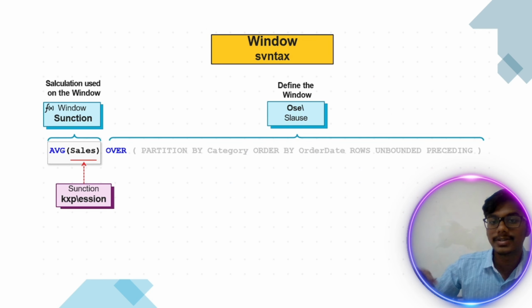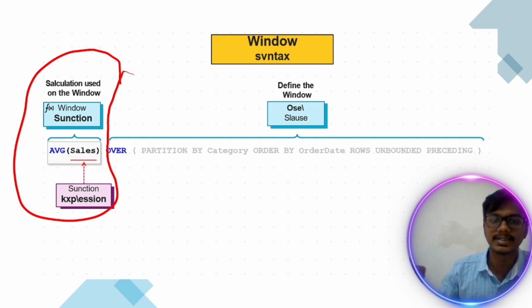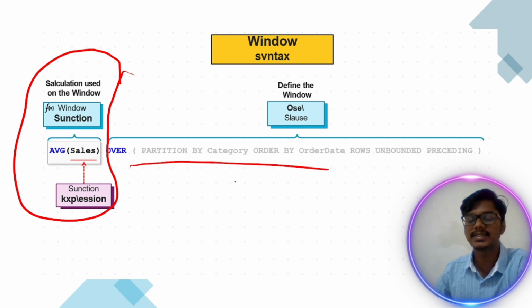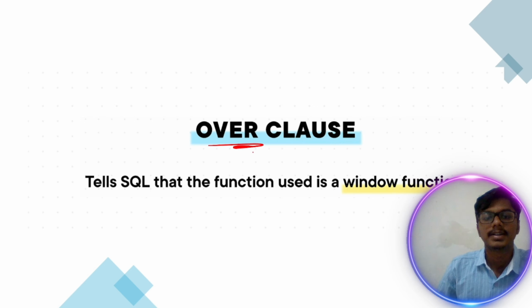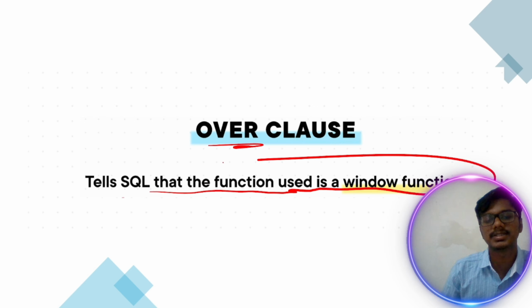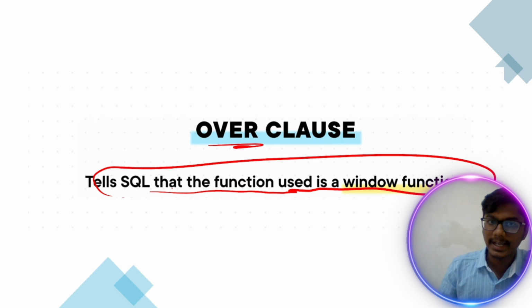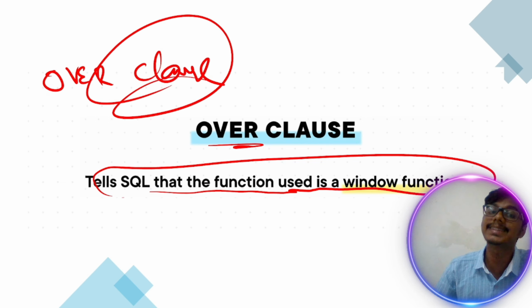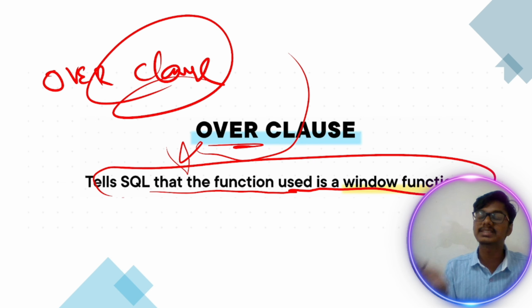Now we are getting into the OVER clause, right? So we have completed this part, and now we are slowly getting into the OVER clause. So now let's dive into it. The OVER clause tells SQL that the function is used as a window function. This I am telling again and again, this OVER clause only tells SQL that this is a window function.